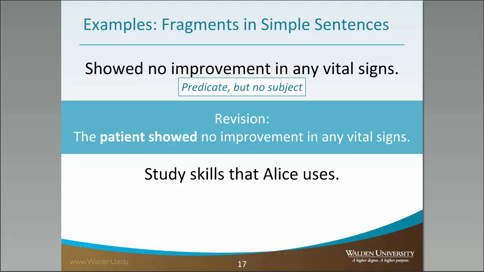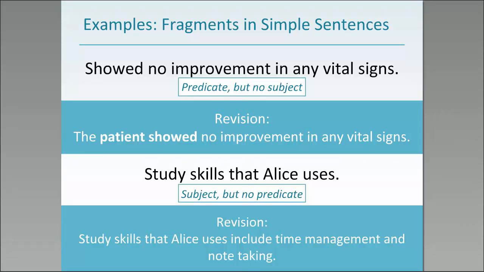"Study skills that Alice uses." Here we have a subject. So we have study skills, and we describe study skills a little bit more by saying that they're the ones that Alice uses. So we have a subject but no predicate. Here we would just need to add a predicate. "Study skills that Alice uses include time management and note-taking."